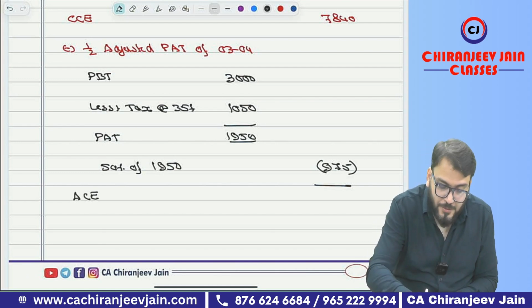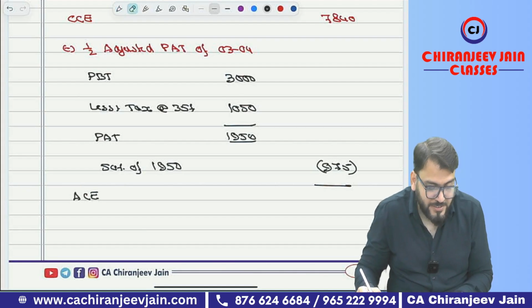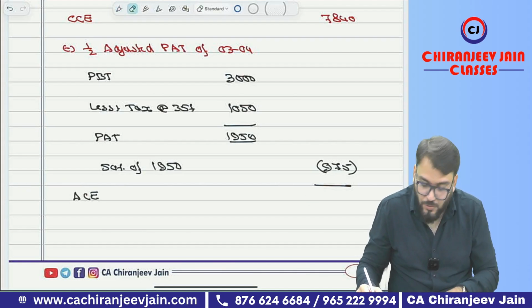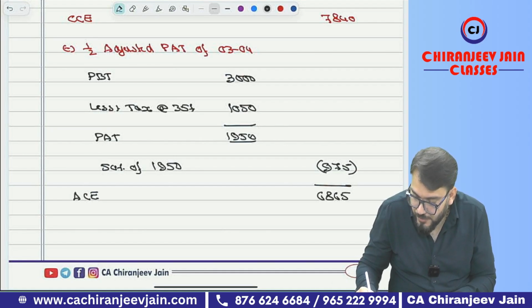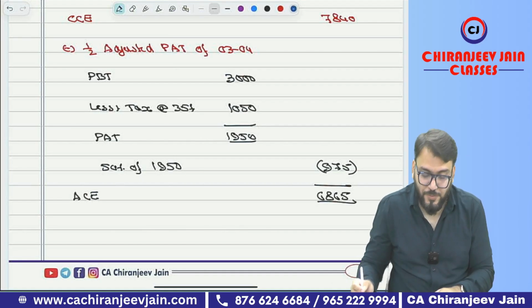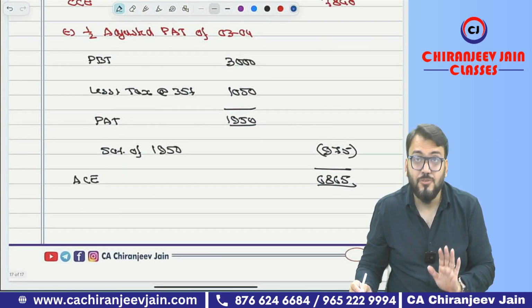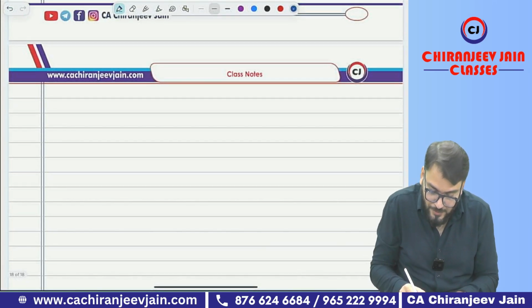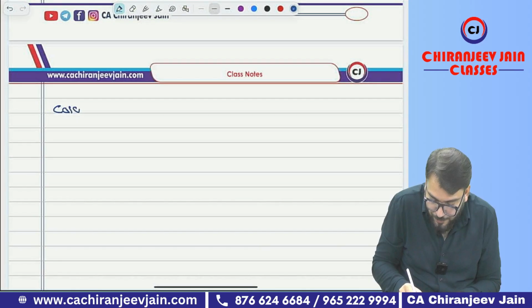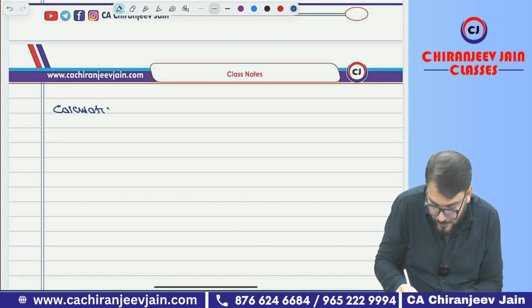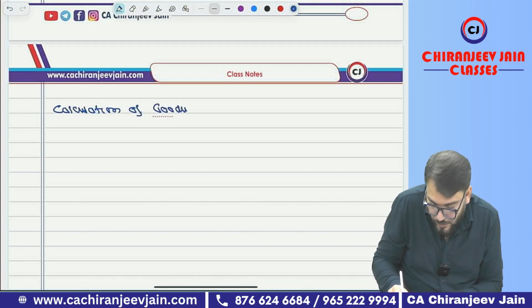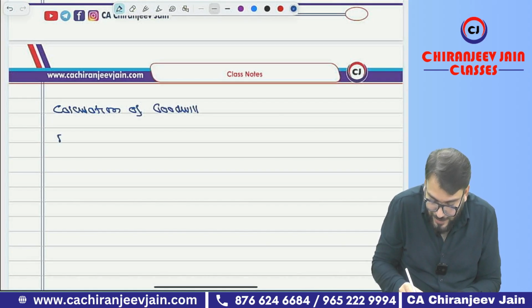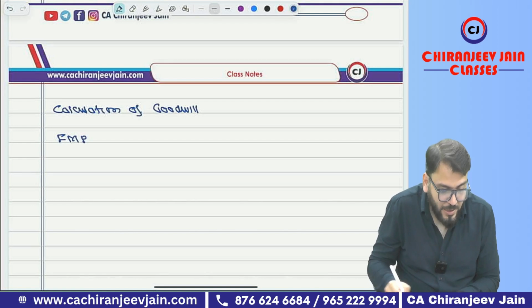We'll get average capital employed. Average capital employed is 7840 minus 975, so we'll get 6865. So your average capital employed is 6865. Now we can calculate goodwill. Understood this much? Coming to the calculation of goodwill, this is the main solution. Calculation of goodwill. Write FMP.